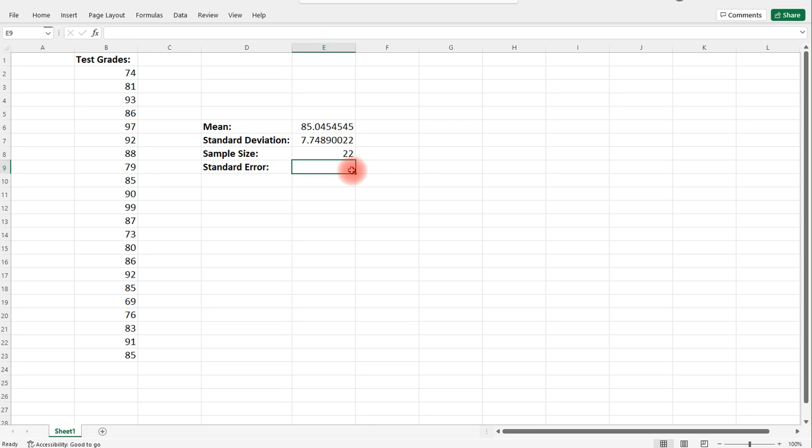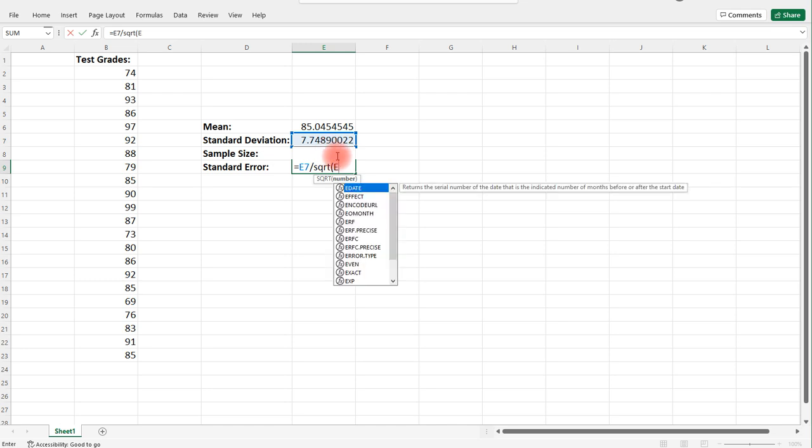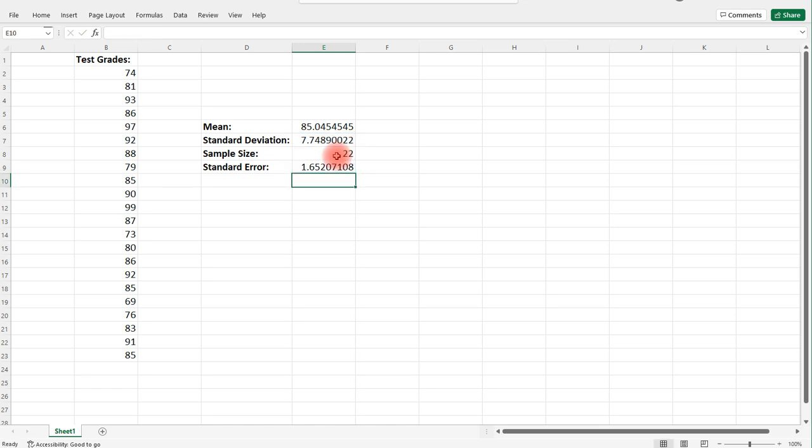Now, to get the standard error, we need to take the standard deviation, which is the information found in cell E7. So I'm going to type in equal E7. And then we need to divide it by the square root of the sample size. So I'm going to put SQRT, and then we're going to select the information in cell E8. So that is the standard error.